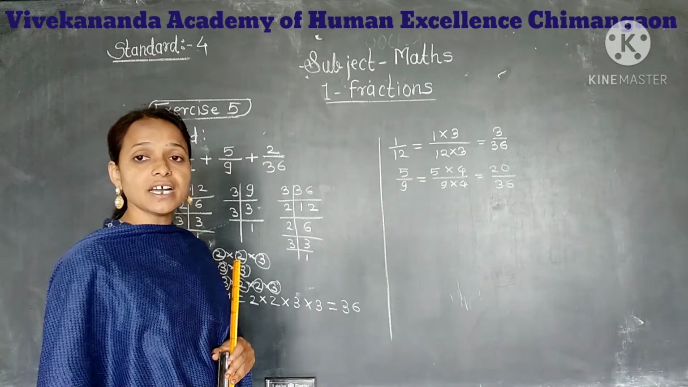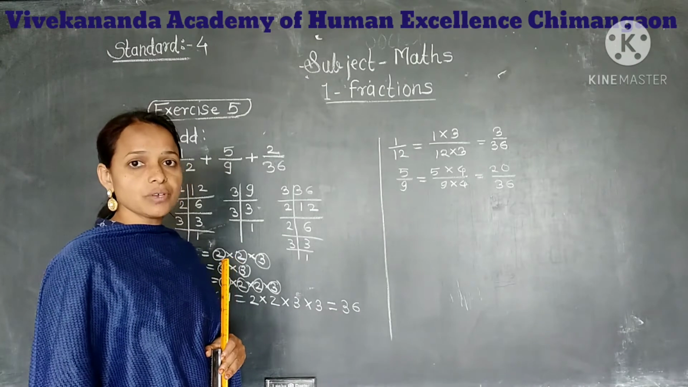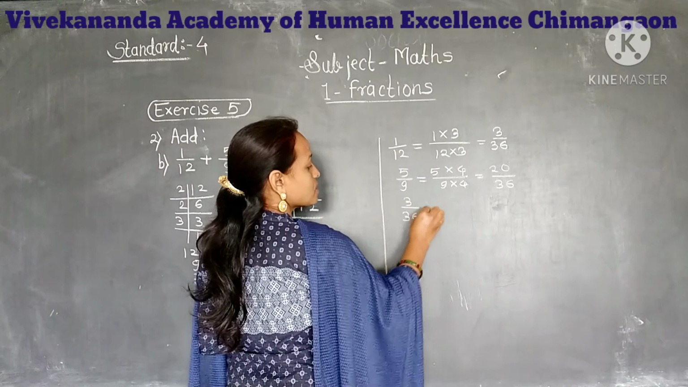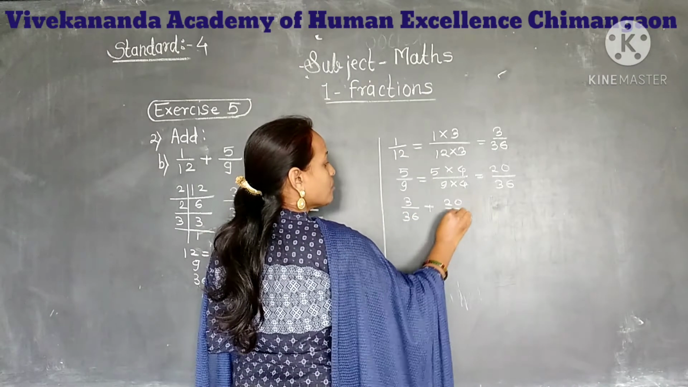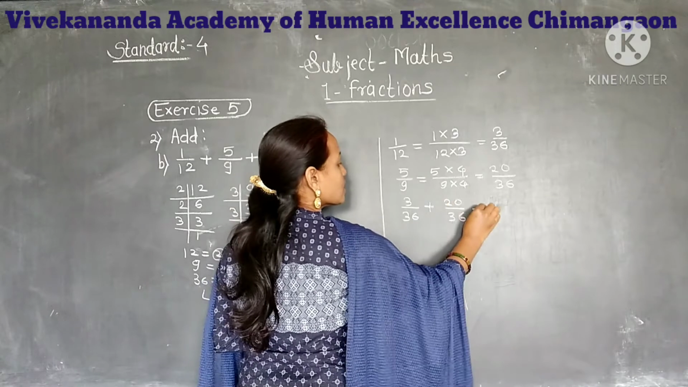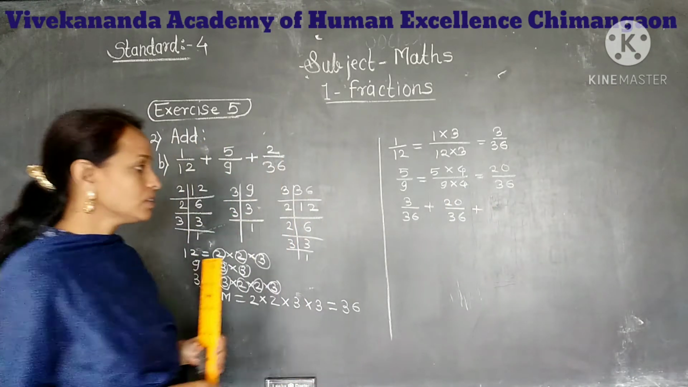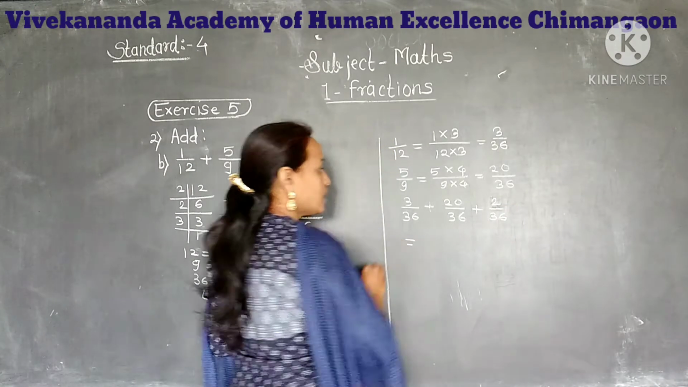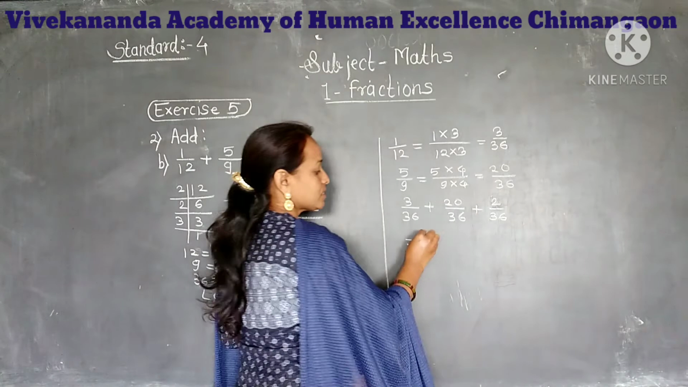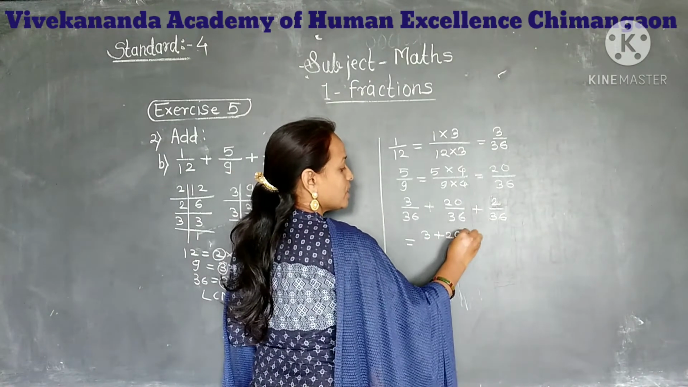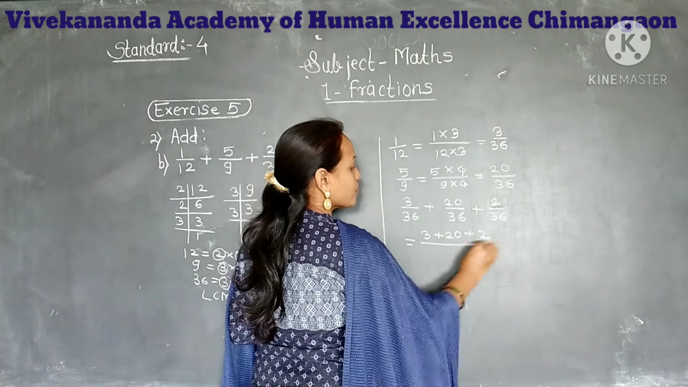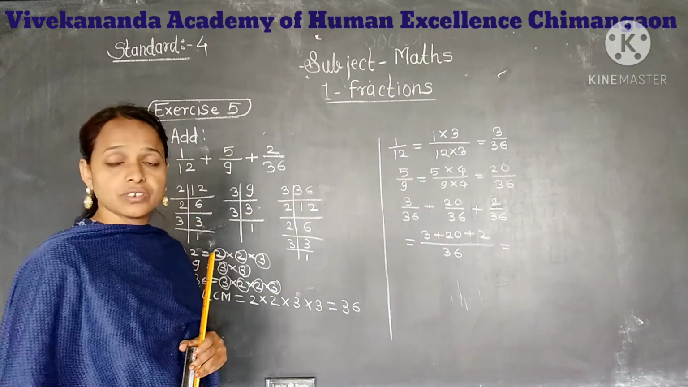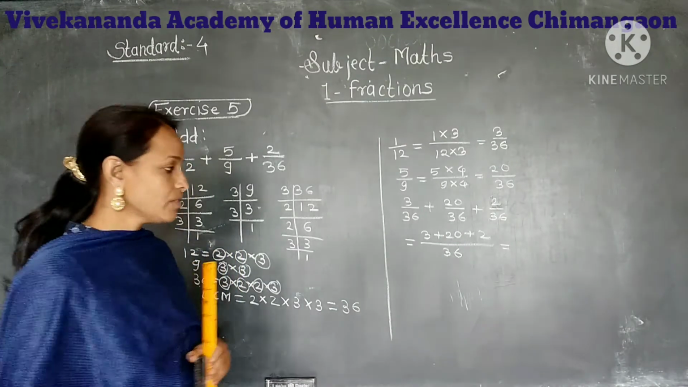Next fraction 4 upon 36. So here we converted unlike fractions into like fractions. Now we can add it. So 3 upon 36 plus 20 upon 36 plus 4 upon 36. Now we add it. 3 plus 20 plus 4 upon 36. We get here 3 plus 20 plus 4, 27.